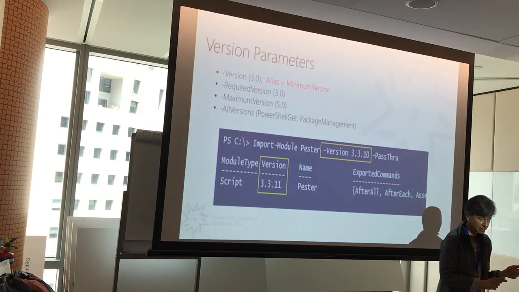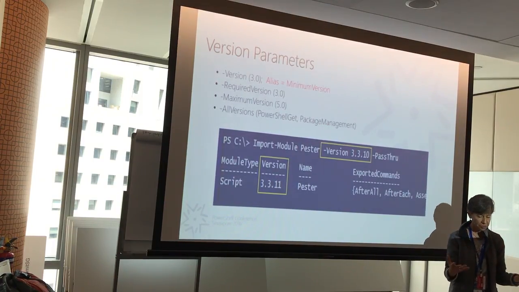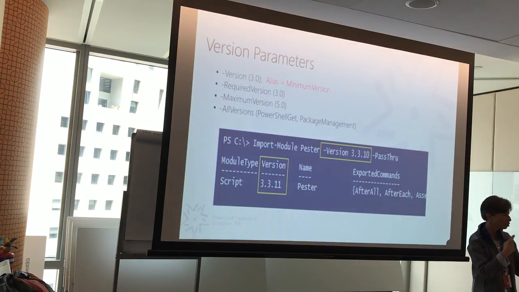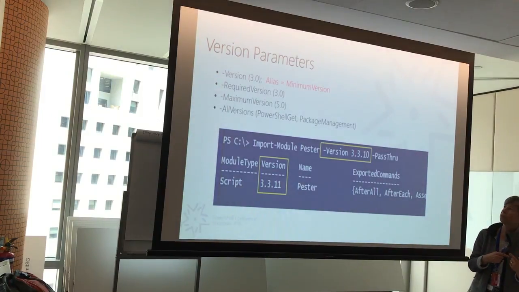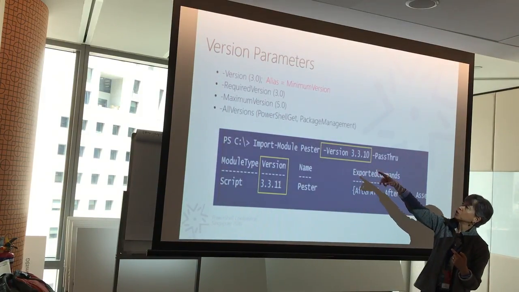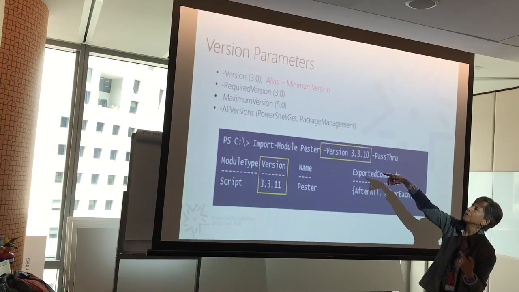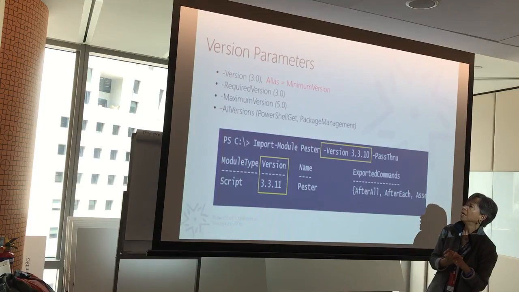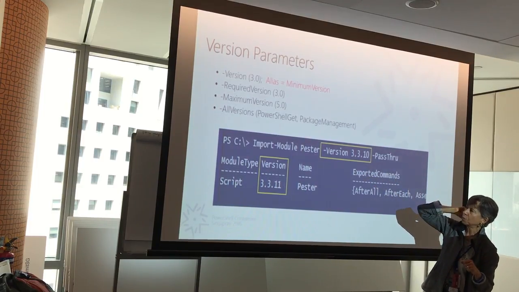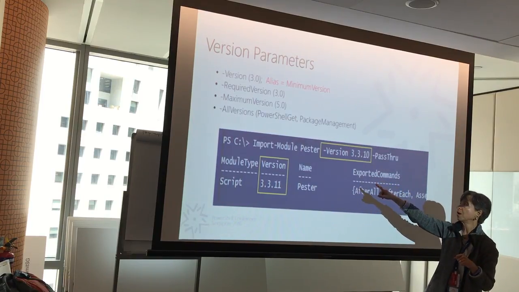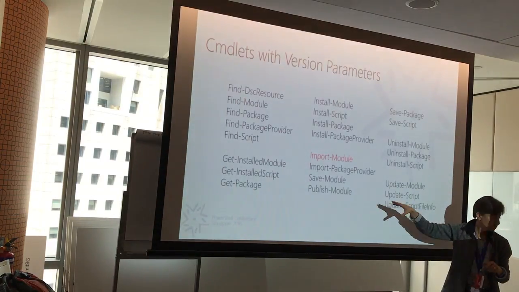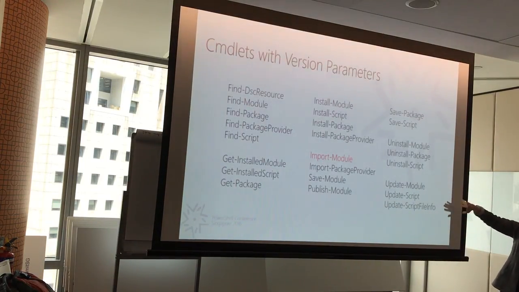Now, the other thing that will help us, in addition to that wonderful module specification object, are version parameters. And the PowerShell team has been slowly adding them to the core modules. There's been a version parameter that's actually minimum version since PowerShell 3. There's also a required version in PowerShell 3, and they added maximum version in PowerShell 5. And the PowerShellGet and PackageManagement modules have an all versions parameter as well. And these are the core cmdlets that have those version parameters.